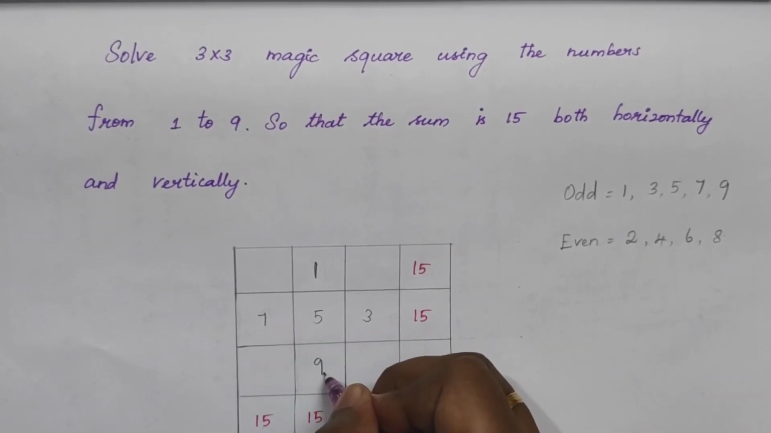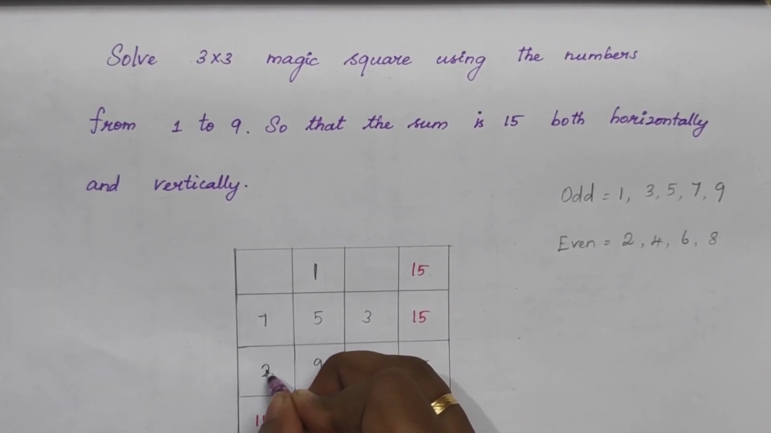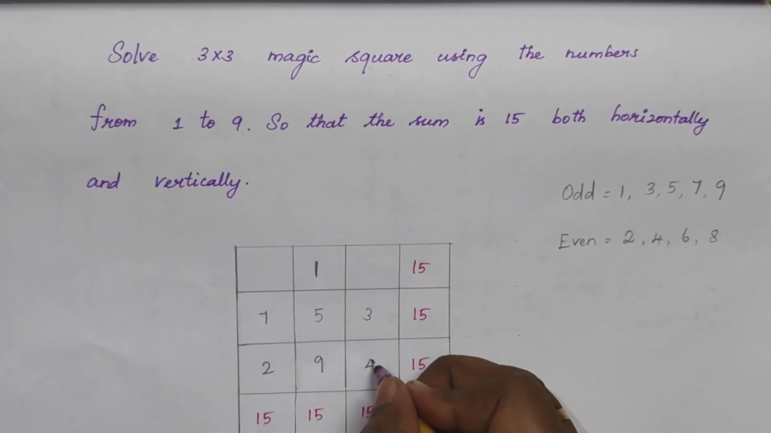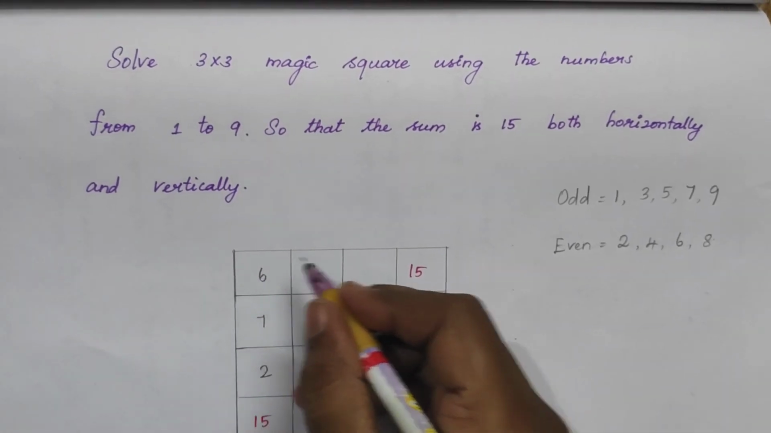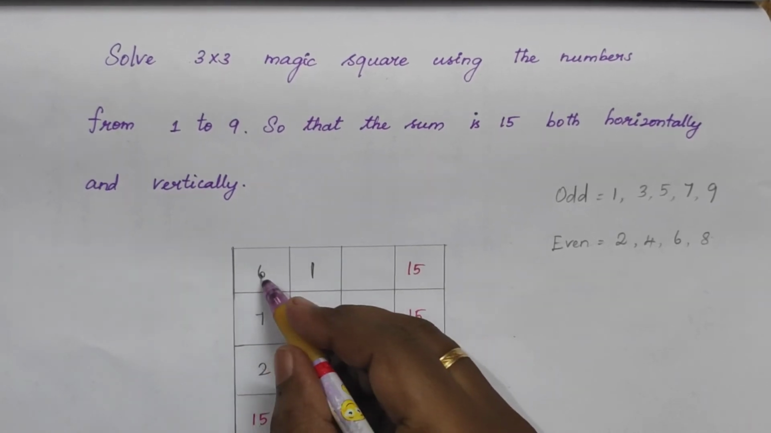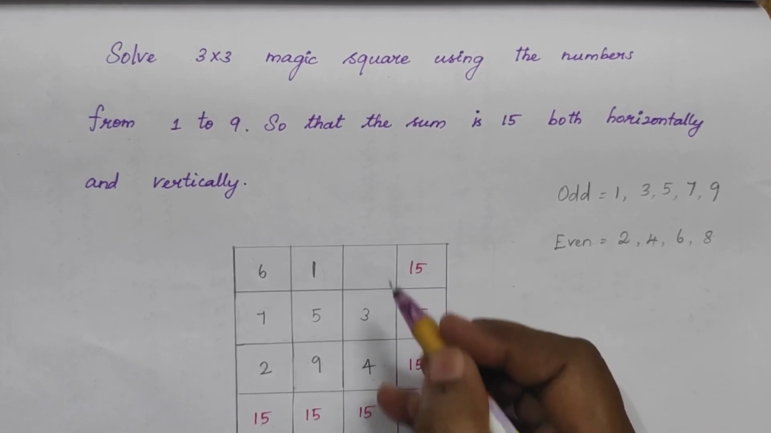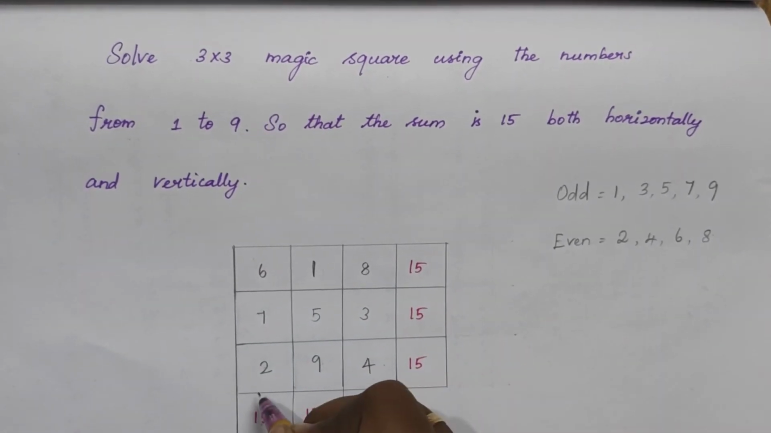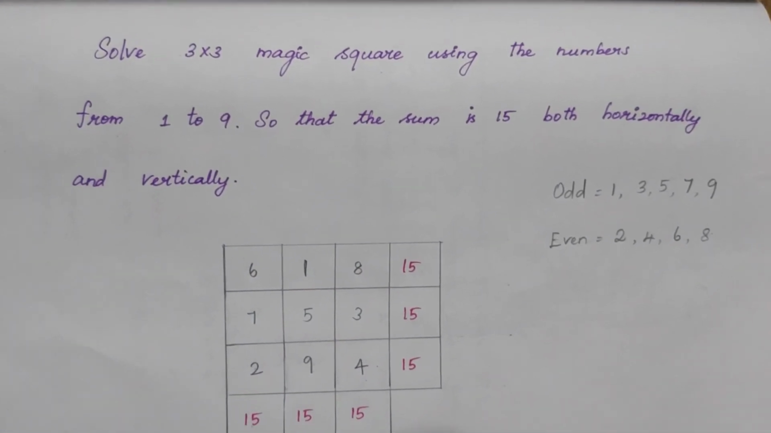So in between 7 and 9, we can place the even number 2. If 2 is here, the next even number 4 will come in this side, and the opposite of 4 will be 6. So that we can get the numbers 4, 5 and 6 in a straight line. And the last even number is 8. Now we have arranged the numbers 1 to 9 without repeating it in between.